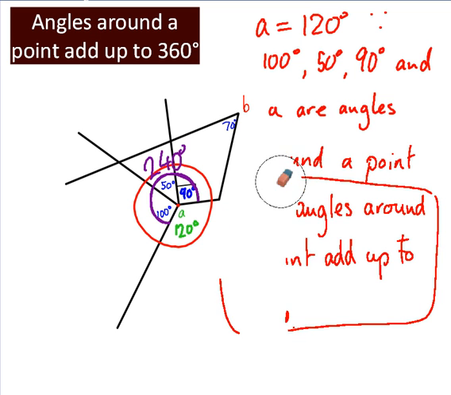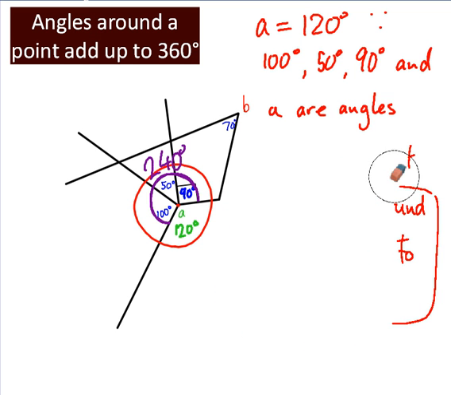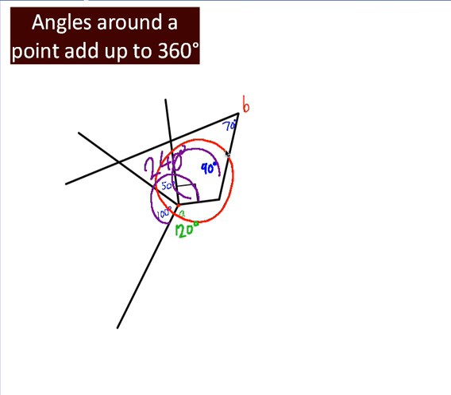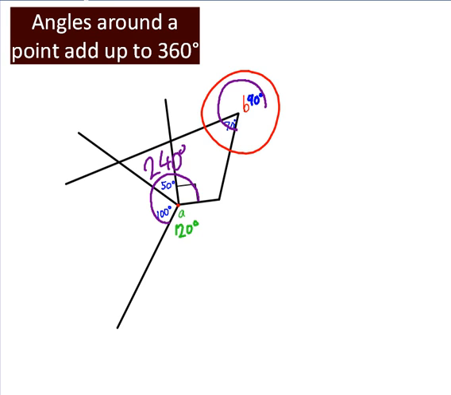Okay, we're going to find angle B now, which is actually much simpler than angle A. Okay, oh no, let's just delete that. Okay, angle B. Okay, B and 70 degrees add up to 360.